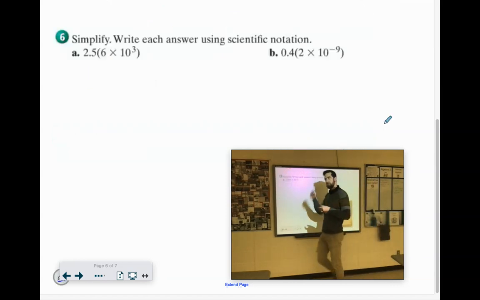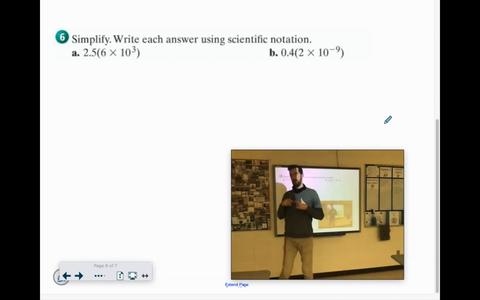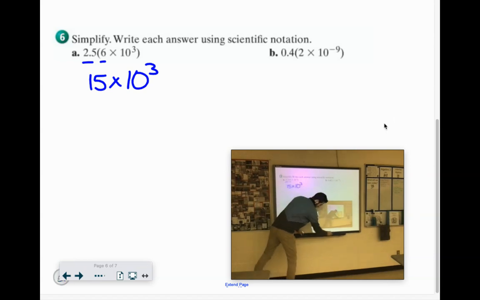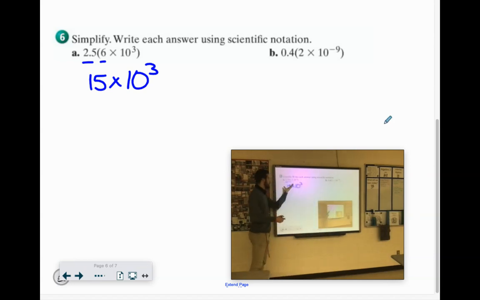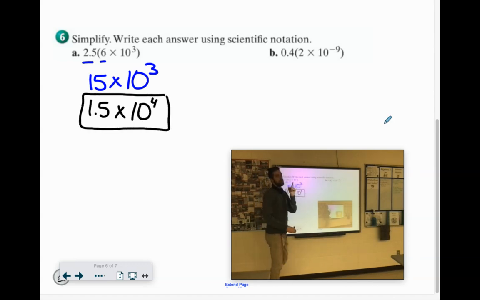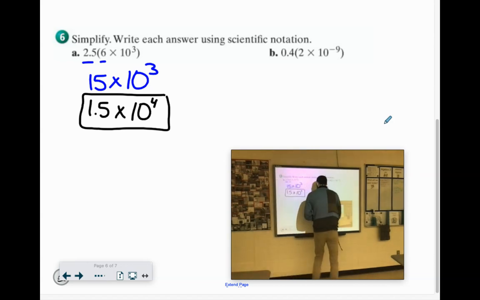2.5 times 6. 2 times 6 is 12. Half of 6 is 3. 12 plus 3 is 15. So 2.5 times 6 will give us 15 times the 10 to the third. That's not going to work. We got to make 15 smaller. Make it 1.5. So we will have to make the exponent larger. 10 to the 4th. Ooh, it's almost too easy. That's right. Good call.